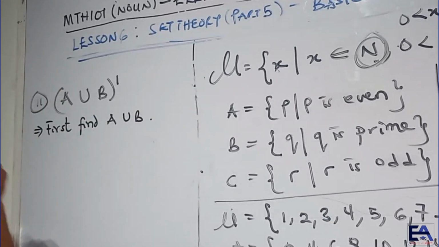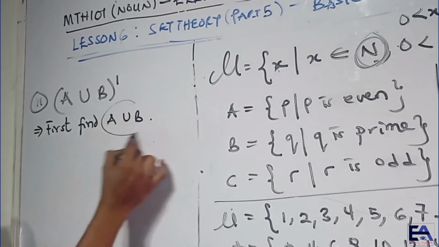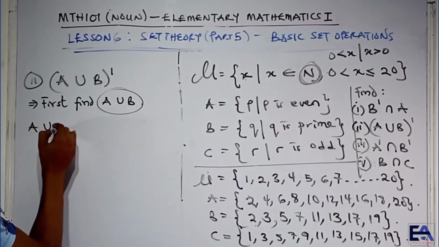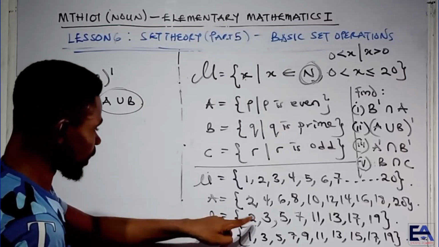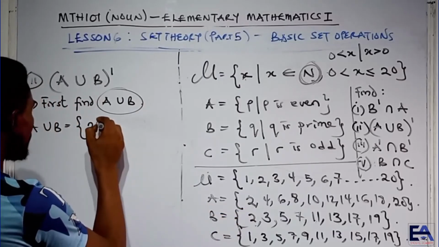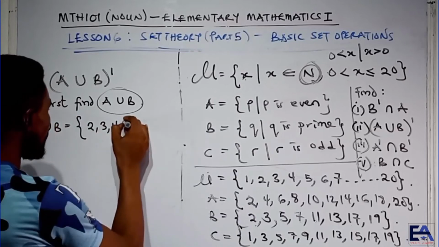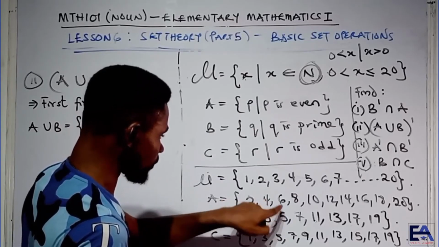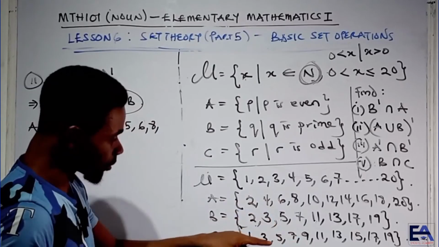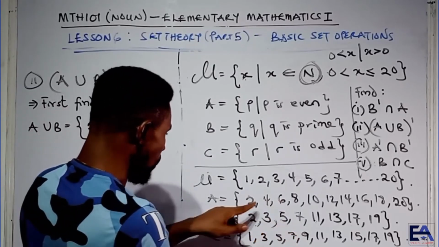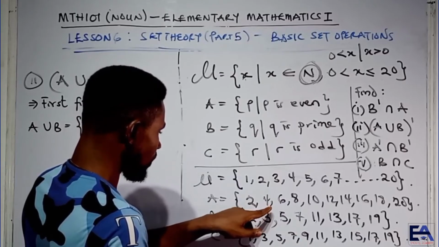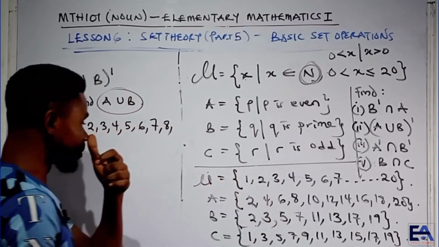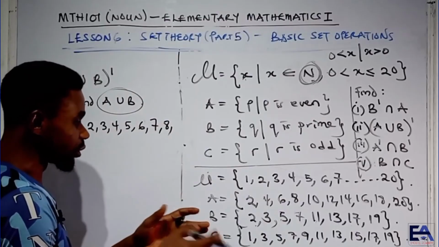To find A union B now, we do that. A union B means the combination of all the elements of A and B. So what are the elements of A and what are the elements of B? A union B will be equal to all the elements of A and B. They both have 2, that will be 2, 3, 4, 5, 6, then we have 7. We have 8. Although the order of arrangement does not matter, it helps you to be sure that you didn't omit anything.